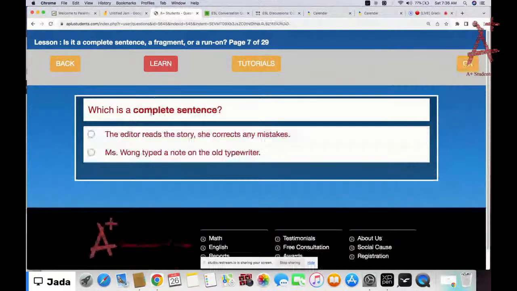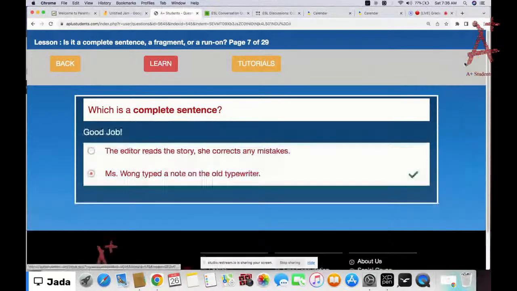Now, a complete sentence. The editor reads the story, she corrects any mistake. This is a run on. Miss Work type a note on the old typewriter. So yeah, this one here is the complete sentence.